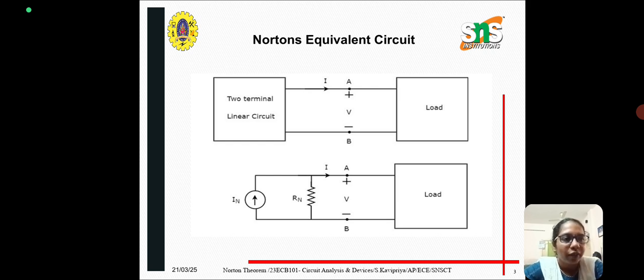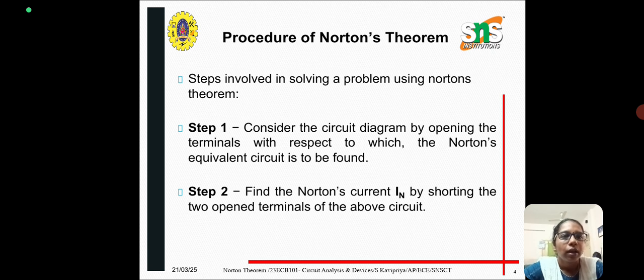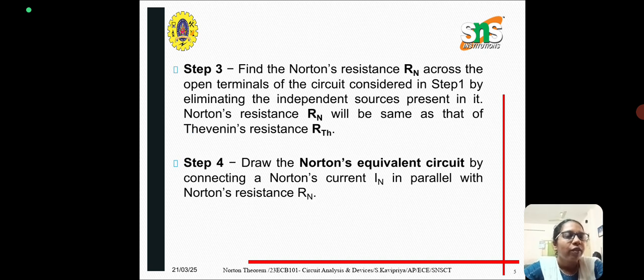After applying it, we get an equivalent circuit which consists of a current source in parallel with a resistance. Next we discuss the steps involved in Norton's theorem. First, we consider the circuit diagram by opening the terminals with respect to which the Norton's equivalent circuit is to be found. After opening the terminals, we short the two open terminals of the circuit to find the Norton's current IN.